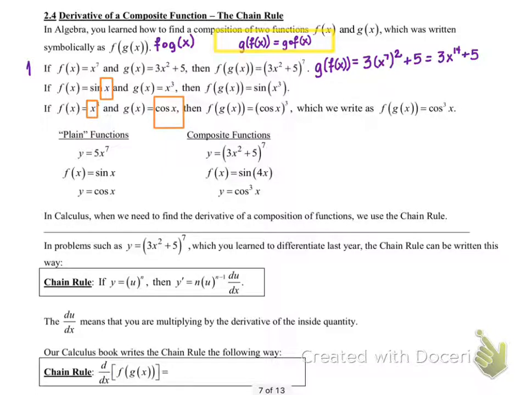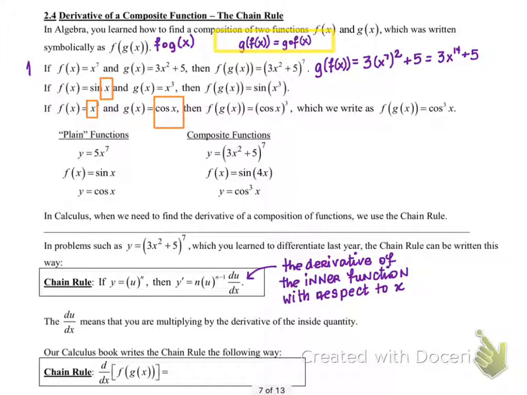So you see some familiar things here. We've got the power, bring it out front, subtract 1 from the power, but then suddenly you have, what is that? I'm going to explain very quickly. All that's saying right there, that du dx, is that here you've got some sort of inner function u, and you're taking the derivative of that inner function with respect to x.